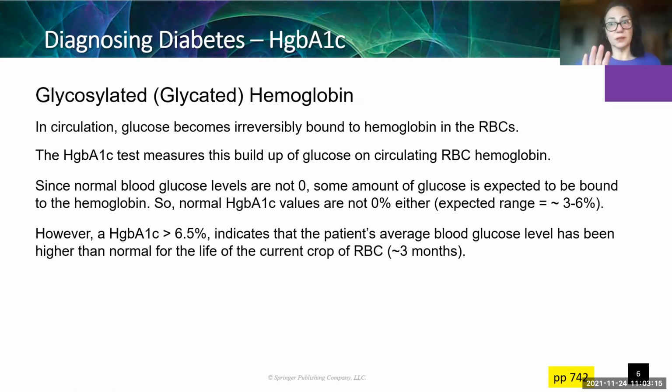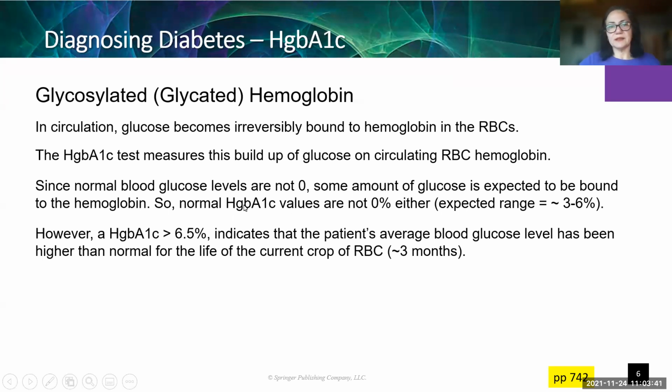Why? It's not just hemoglobin that the glucose sticks to. The reason that we look at it on the hemoglobin is because the red blood cells, as you know, get recycled. And so we're looking at a relatively fresh crop of cells every 3 to 4 months. And so we can get kind of an update of how things have been going for the last 3 or 4 months.